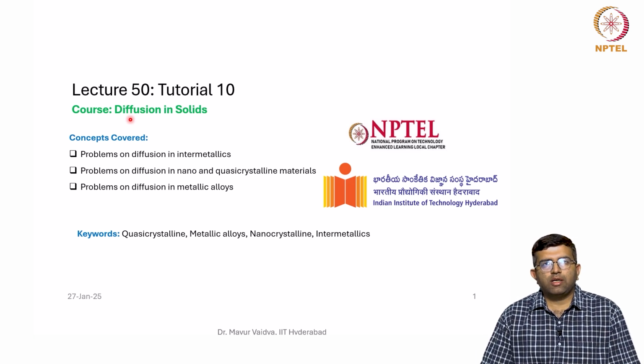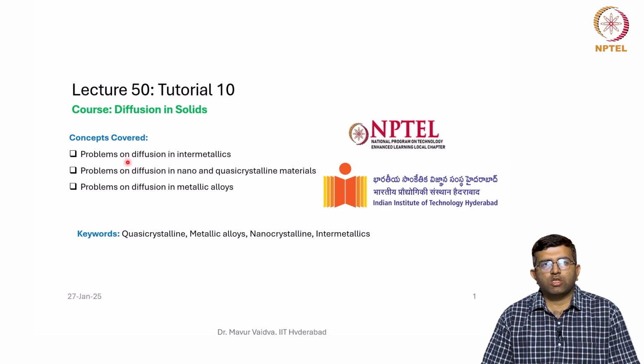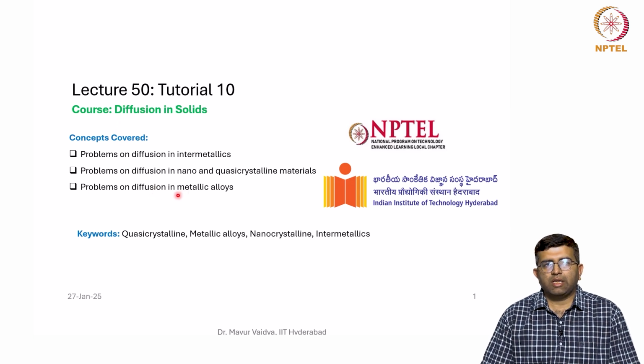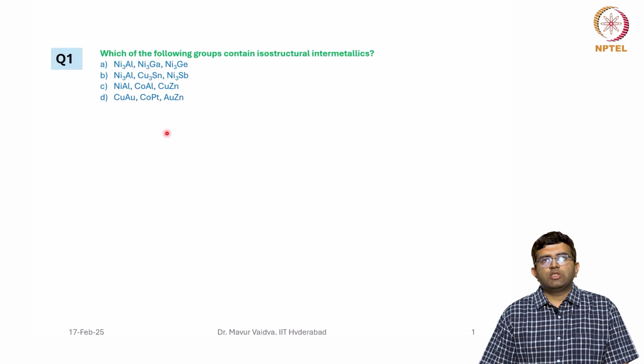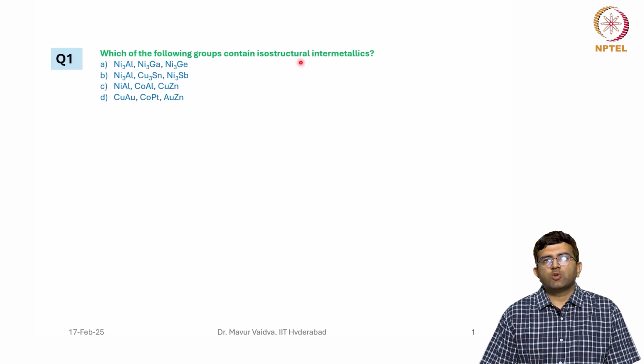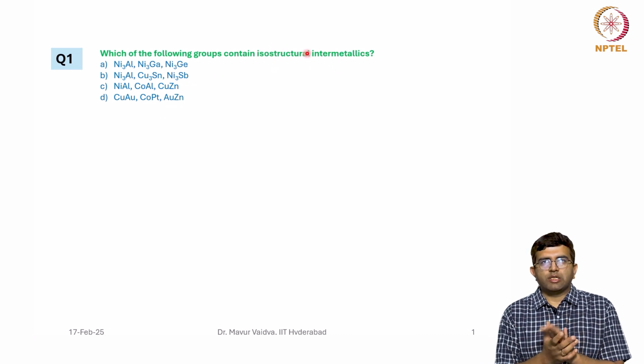So today's lecture is a tutorial lecture, and we will be covering some problems on diffusion in intermetallics, in nano and quasi-crystalline materials, and in metallic alloys. So let's see question number 1. Which of the following groups contain isostructural intermetallics? What we mean by isostructural is those having a similar crystal structure.